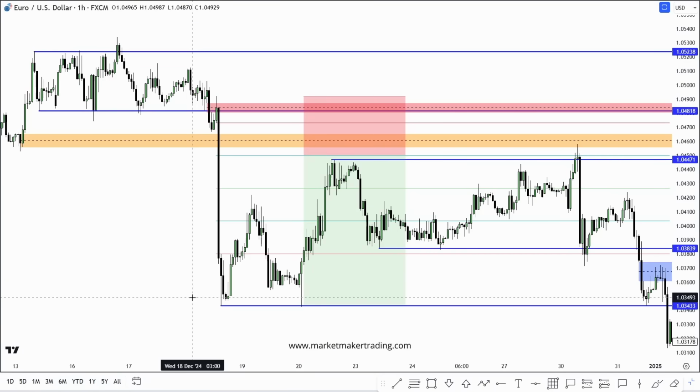Yes, we go into a lot more detail, but once you understand the basics, once you understand the foundation of algorithmic price delivery, once you understand why price is going to reprice to certain levels and how to interpret algorithmic order flow, it's much, much easier for you to read price action.